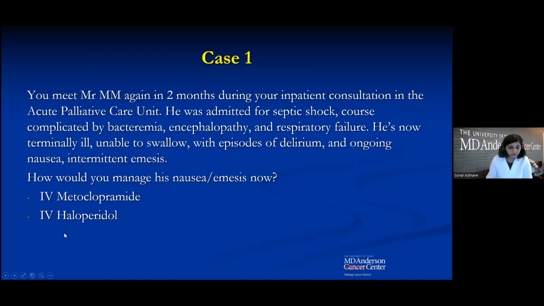Metoclopramide again can be used as long as there is no evidence of complete bowel obstruction, and we use it IV, sub-Q. We use it in divided doses, or we can use a parenteral drip, and that is also effective. The other choice, which we use very commonly in the acute palliative care setting at the end of life for refractory nausea, is IV haloperidol.